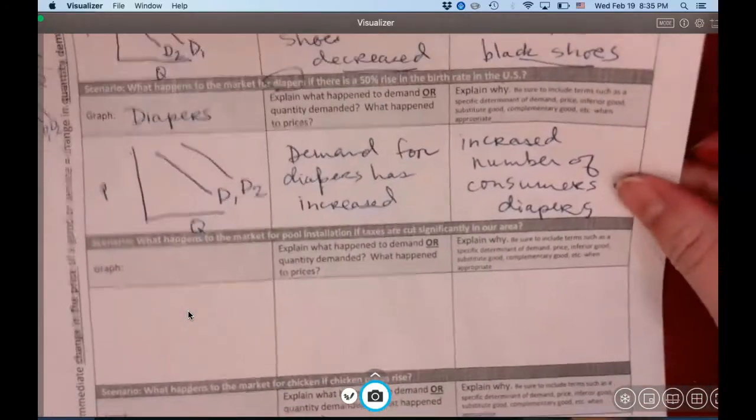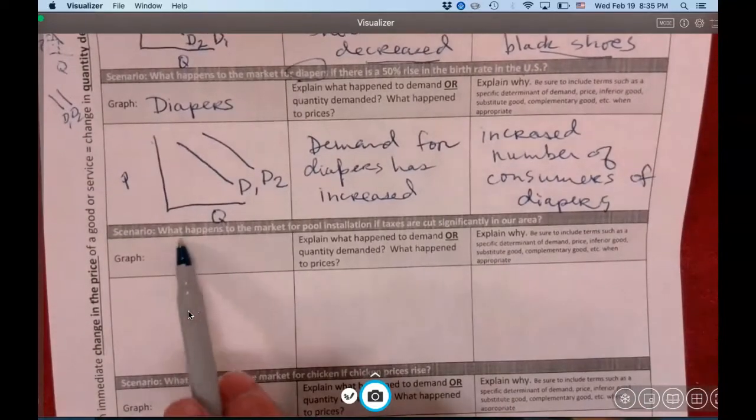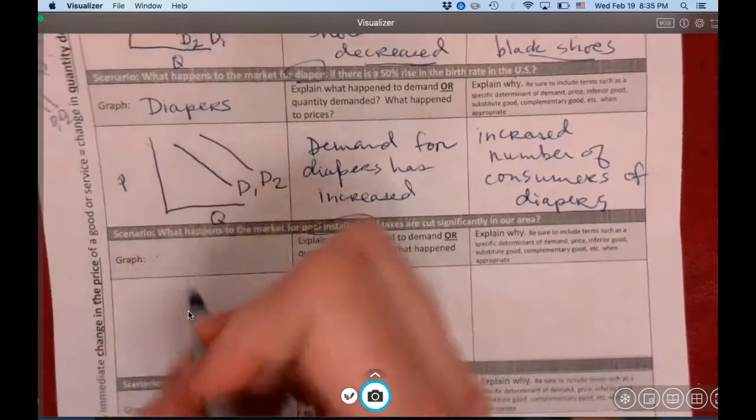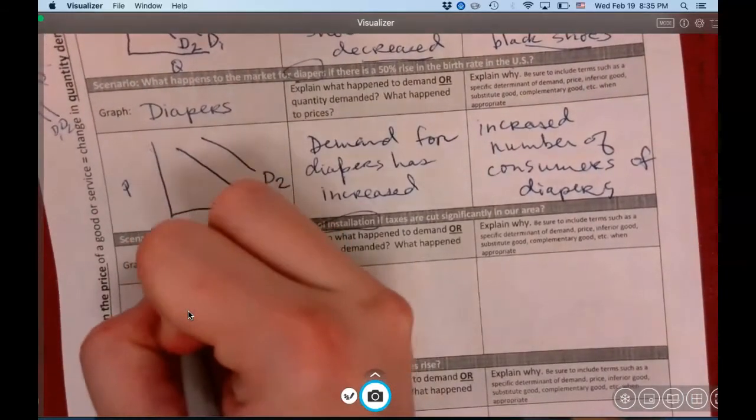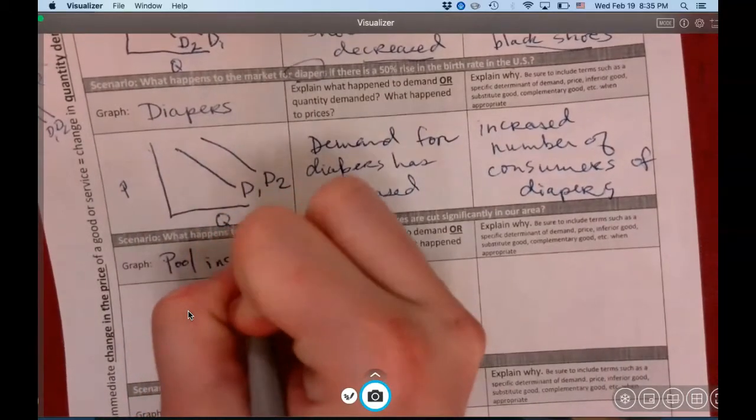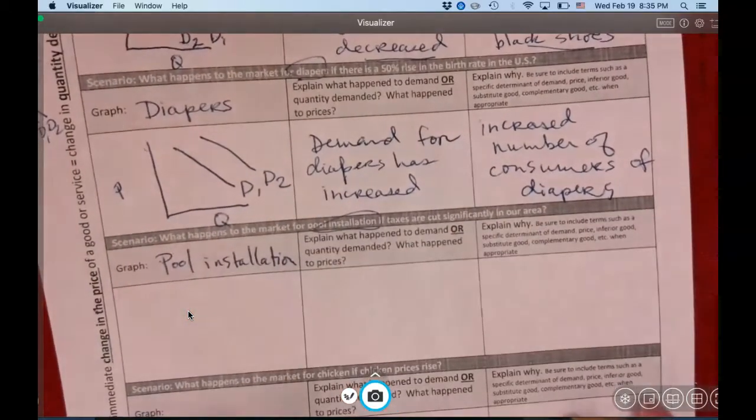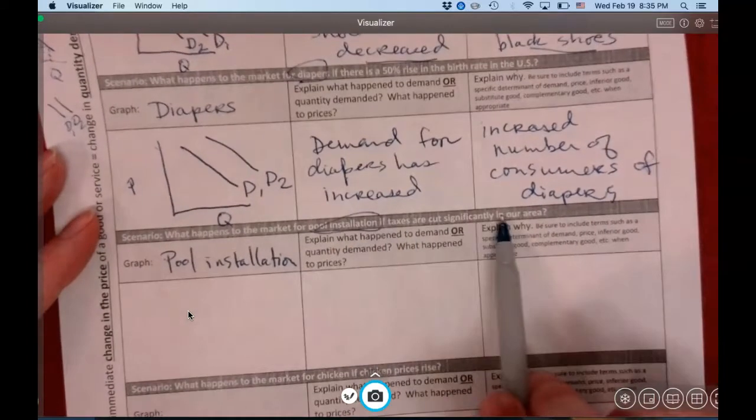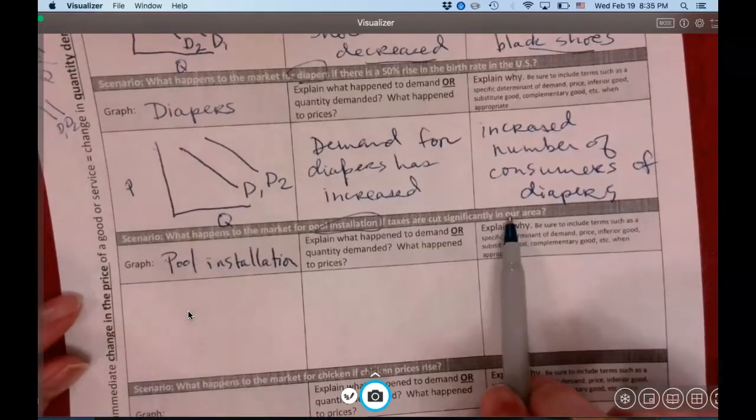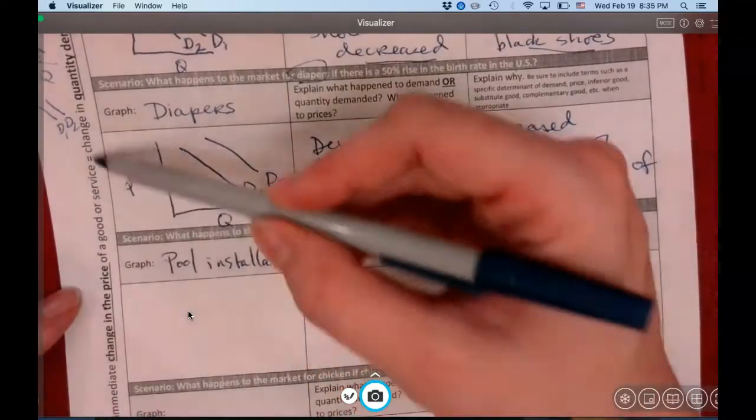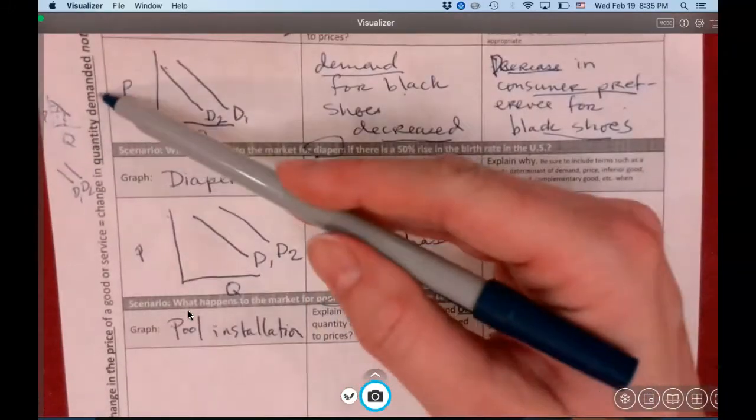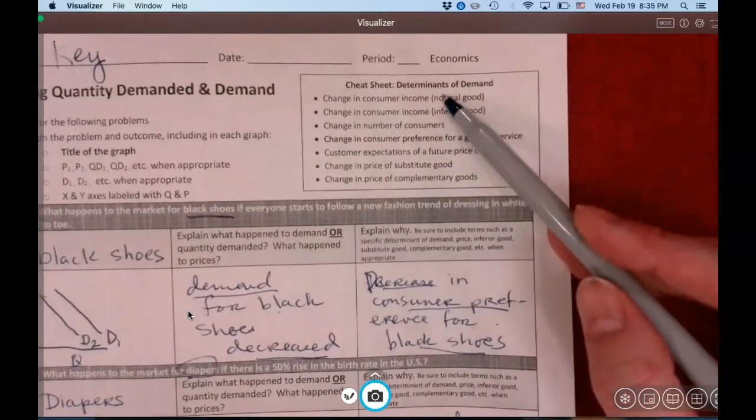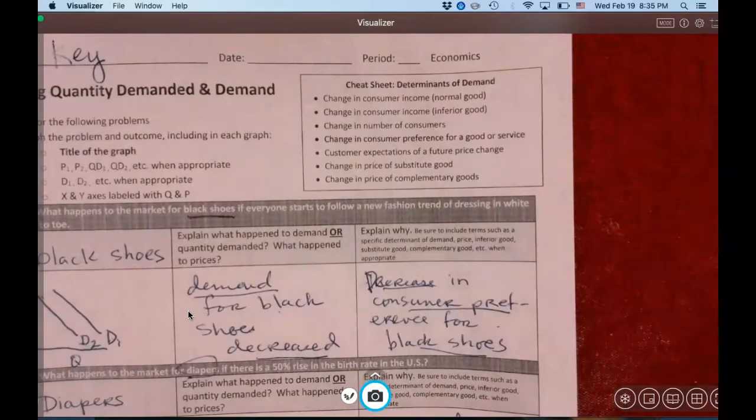All right, next one. What happens to the market for pool installation? Right away, we put the title here because we'll lose points if we don't. Pool installation. If taxes are cut significantly in our area, has the price of pool installation changed right now in the present? No, it has not. So that means we're not graphing quantity demanded. We've got to go back to these determinants of demand. Look at your pool installation scenario and figure out which of these determinants of demand is related to that.